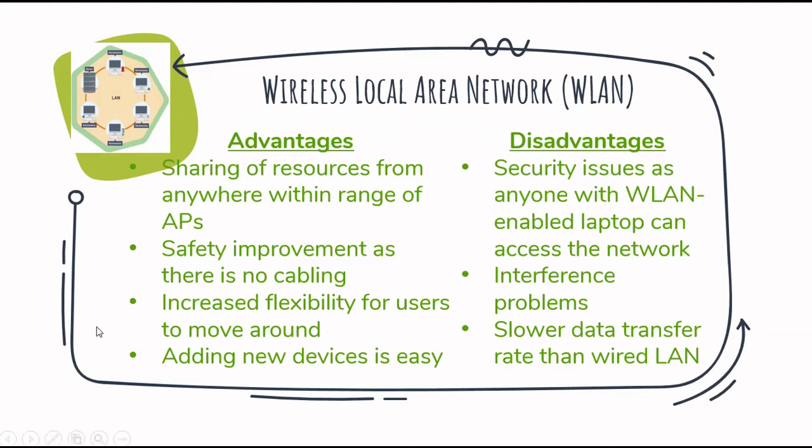Adding new devices becomes easy because you just have to connect to your wireless LAN via username and password. But the disadvantage is that anyone with a wireless LAN enabled laptop can access your network if they have access to your password. There can be interference problems. You would have experienced this in your home where you have a wireless router but you don't get the same signal in all your rooms, or if there are metal beams in between, the signal will be very low. And because it is not wired, the data transfer is also much slower than a normal wired LAN.